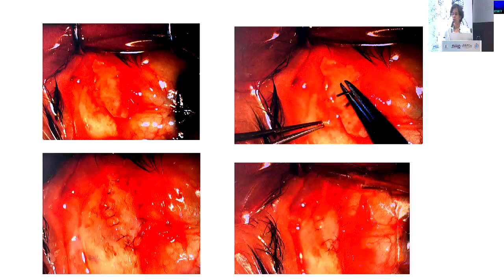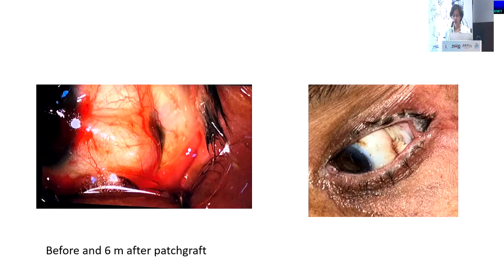Now conjunctiva is used either from the other eye or the same eye wherever possible, and placed and sutured, and an additional amniotic membrane was also placed in this case. So this is the picture after 6 months.